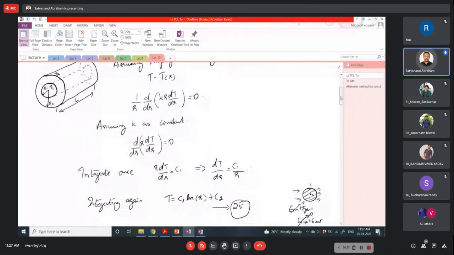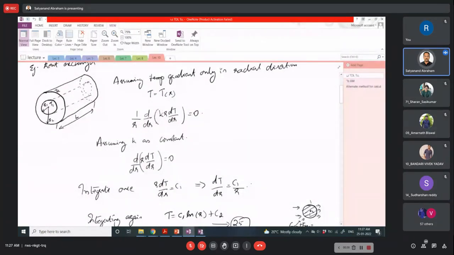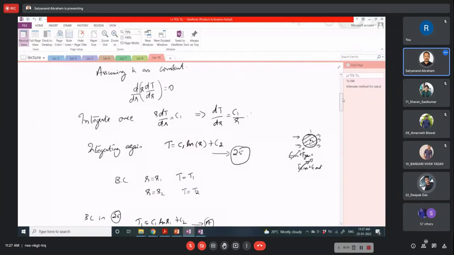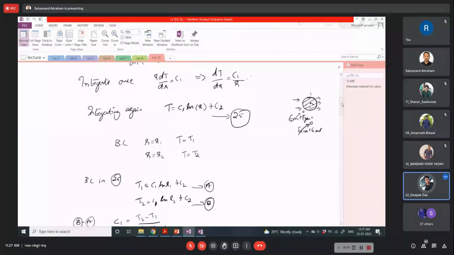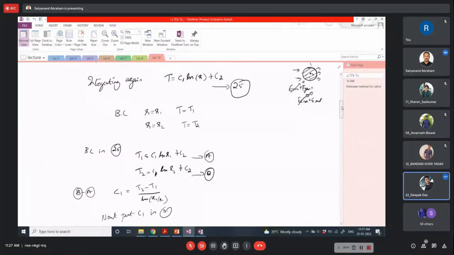So we said that the basic governing equation is 1/r d/dr of (k r dT/dr) = 0. So we integrated it and applied the boundary conditions.